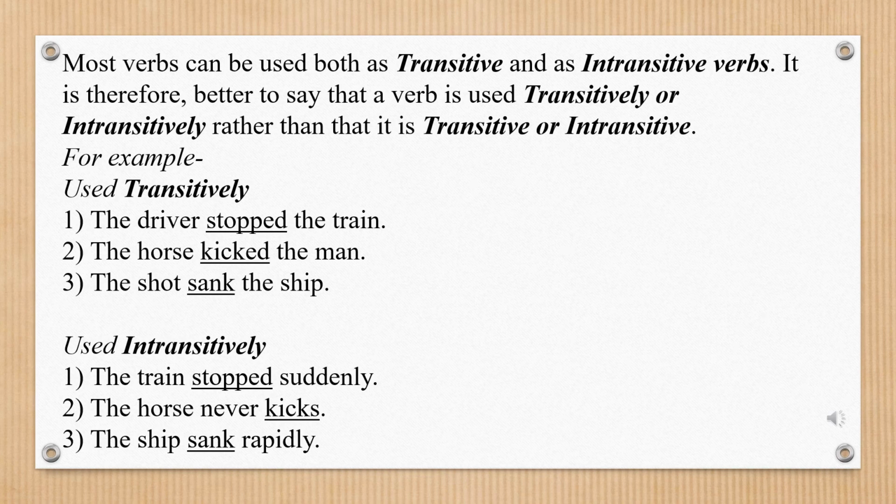Let's discuss more about transitive and intransitive verbs. Most verbs can be used both as transitive and as intransitive verbs. The word will be a verb, but it can be used transitively or intransitively. See the examples. First, the usage of verbs transitively. The driver stopped the train. The horse kicked the man. The shot sank the ship. Now see the usage of the same verbs intransitively. The train stopped suddenly. The horse never kicks. The ship sank rapidly.